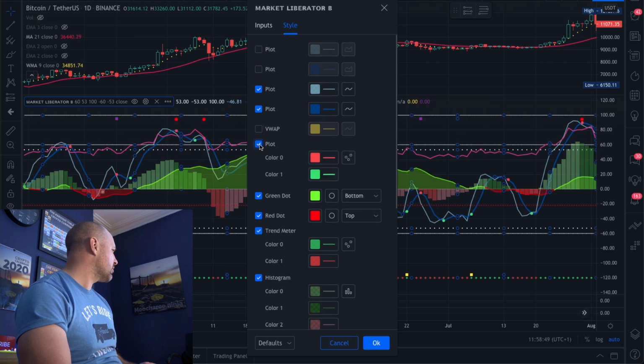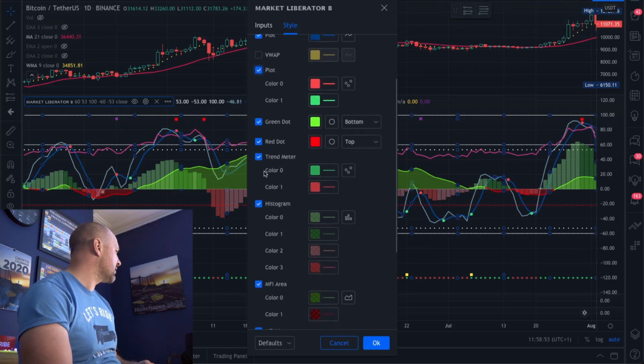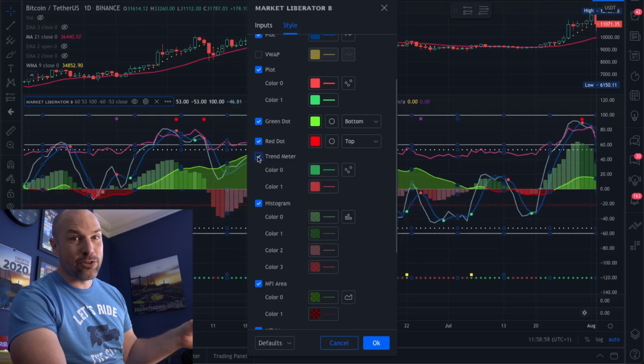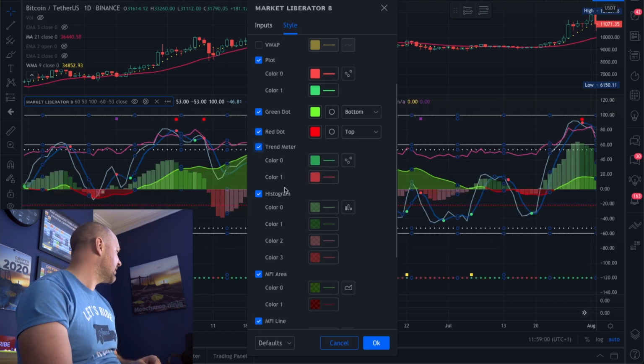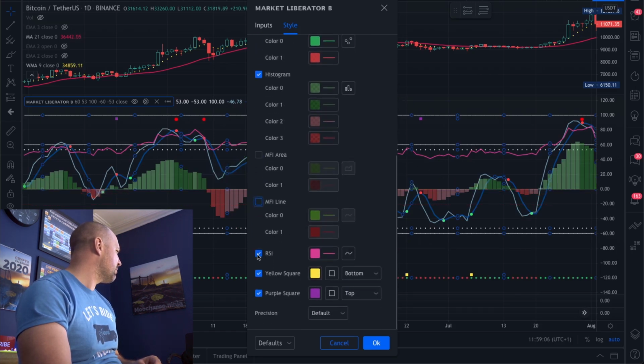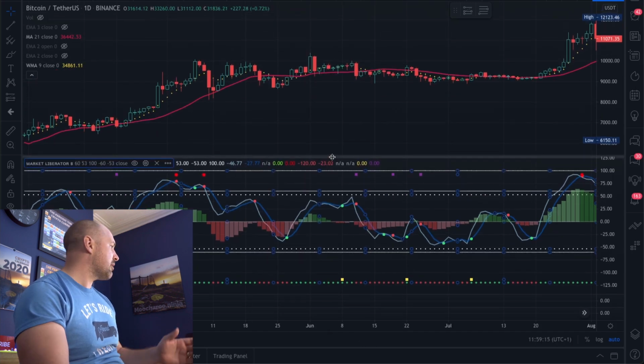This one we want, so we wanted the dots just so that we can see where it's suggesting to buy and sell. The trend meter as well at the bottom, we'll definitely have a look at that because that one was quite interesting. We like the histogram, keep that, get rid of the MFI and the MFI line because that doesn't really do all that much. Same with the RSI. Yellow and purple squares, keep them or not, I'm not too bothered. But first up, when we're looking at it, it does look fairly good.